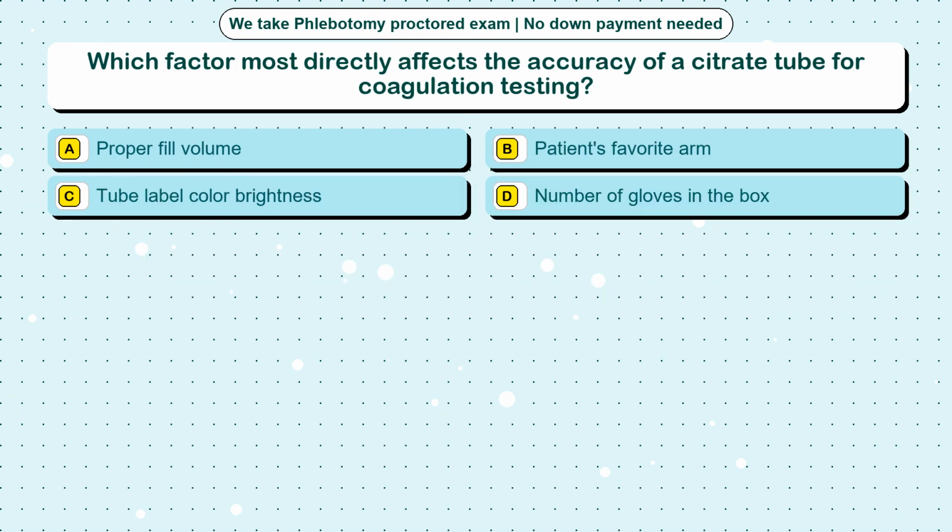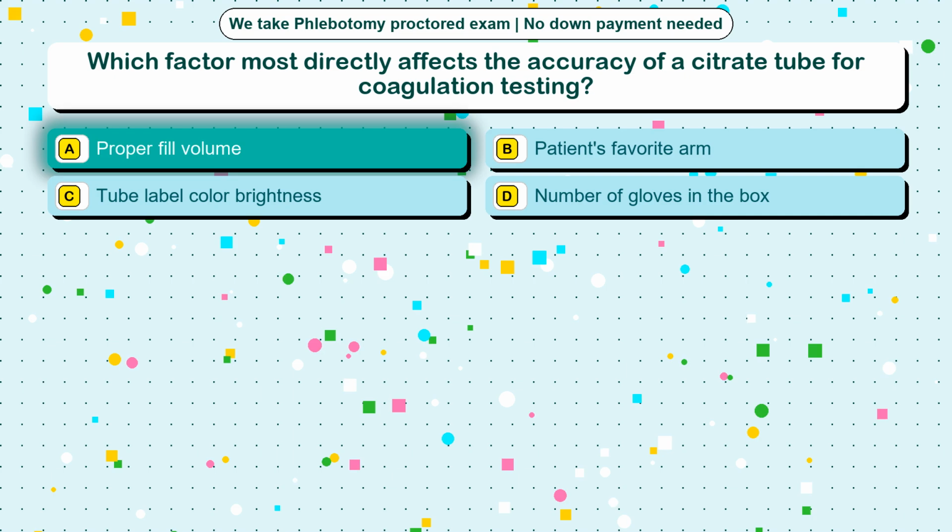Question 38. Which factor most directly affects the accuracy of a citrate tube for coagulation testing? Option A, proper fill volume. Option B, patient's favorite arm. Option C, tube label color brightness. Option D, a number of gloves in the box.